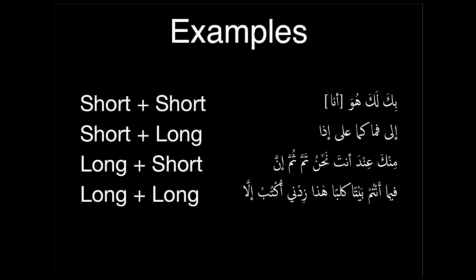We can also have long plus long, of course. That gives us fima, antum, baytan, kalban, hadha, zidni, uktub, illa. Okay, so these are just a few words at random. They're quite common words, but now you can kind of see how the short and long varieties of syllables that we learned can be combined. I'm going to break it down for you a bit more so you can see how that works.